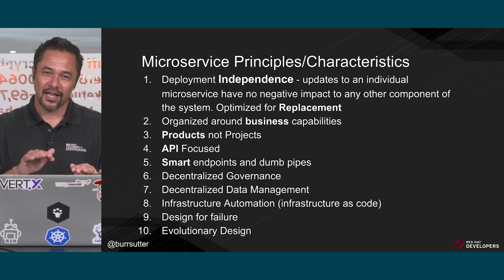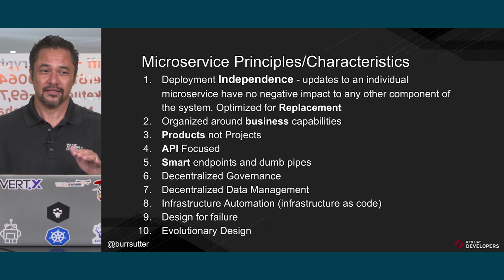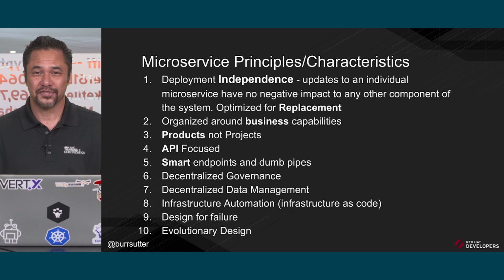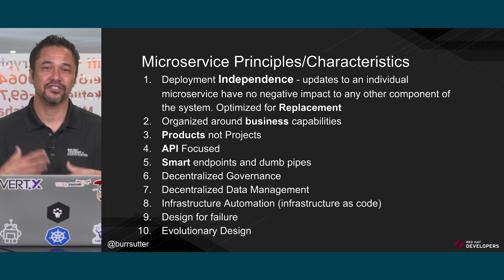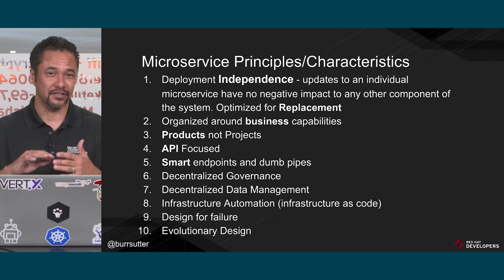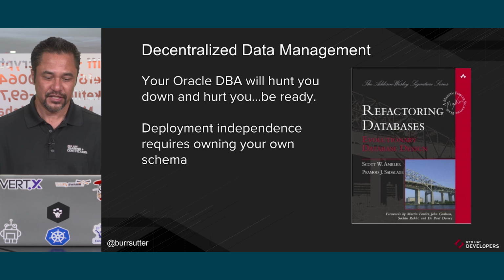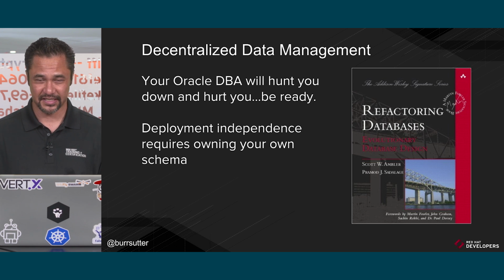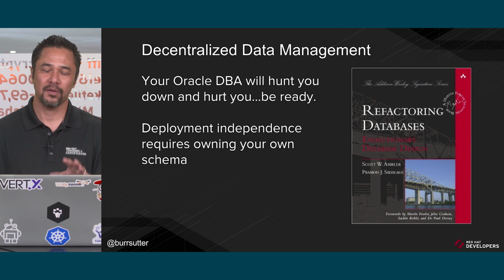Well, you have to decentralize that too, because that, of course, is a big problem when it comes to any kind of speed, any kind of agility. You want to be able to change the schema based on the business requirement that you see right now, and you decentralize that too. So, in the case of decentralized data management, your DBA will hunt you down and try to kill you. I've seen this happen before. I'm kidding, of course, but it could be a problem.